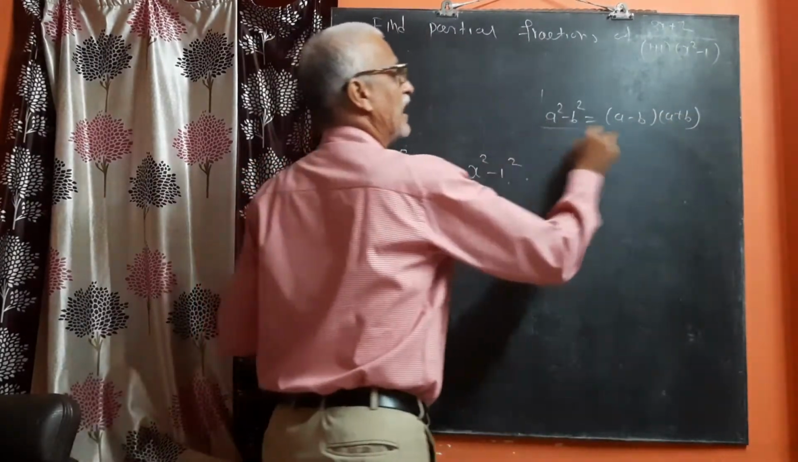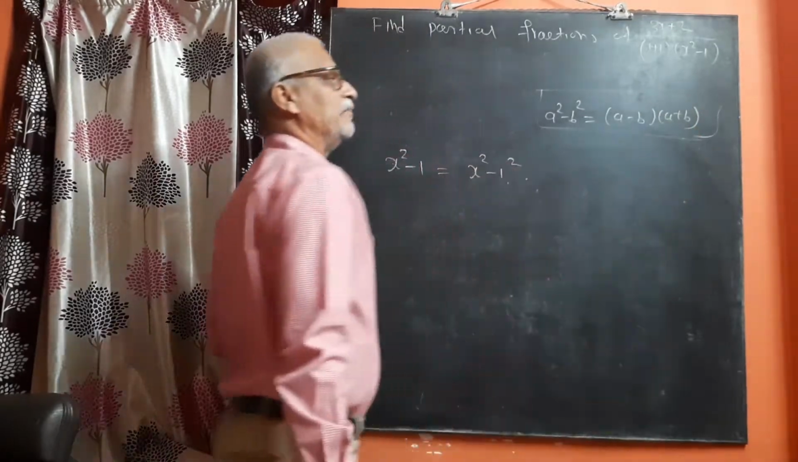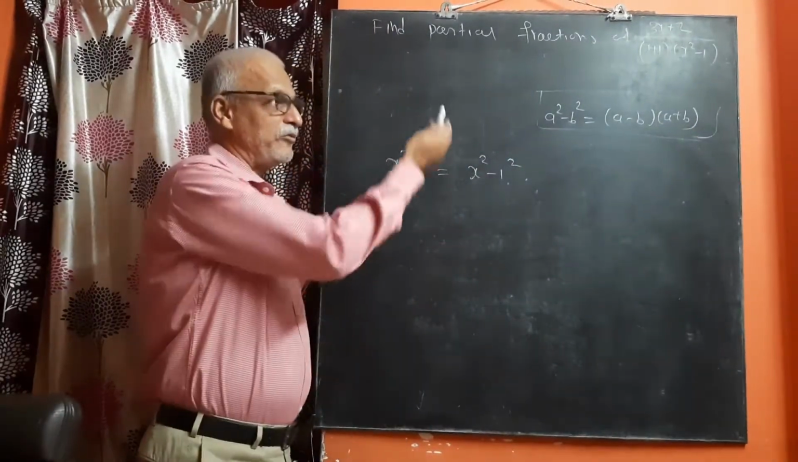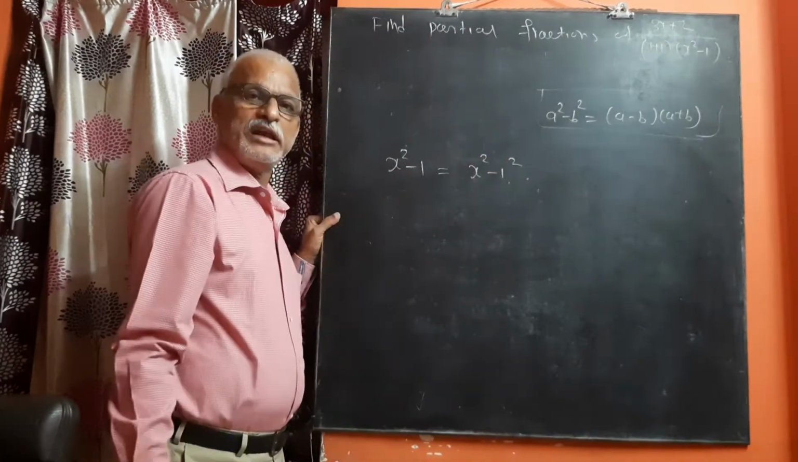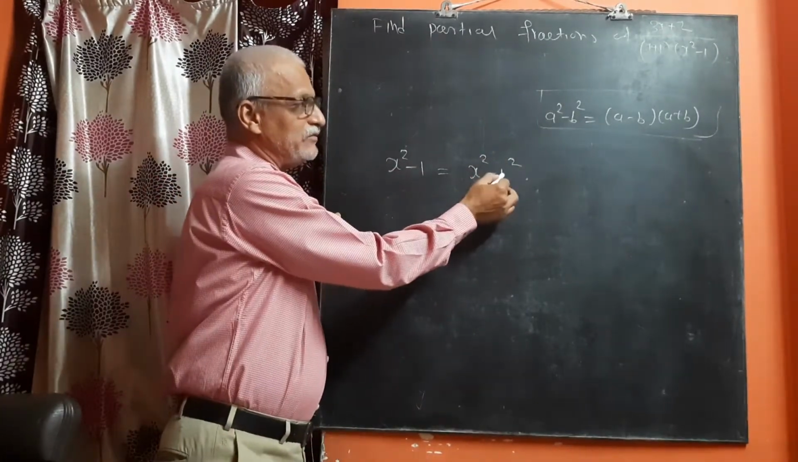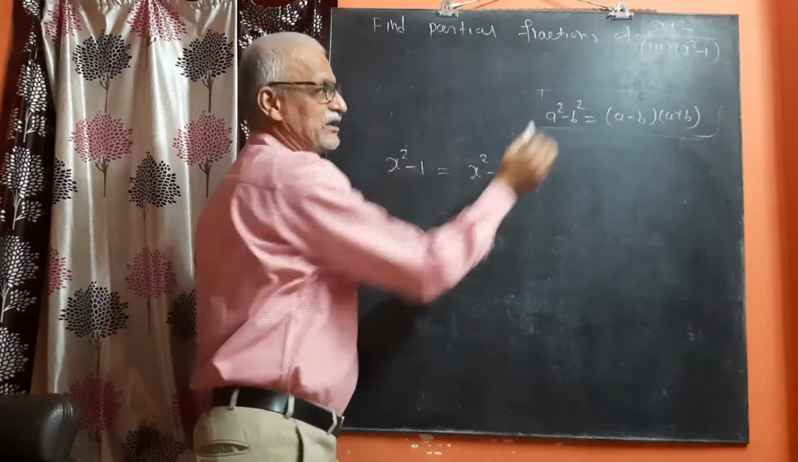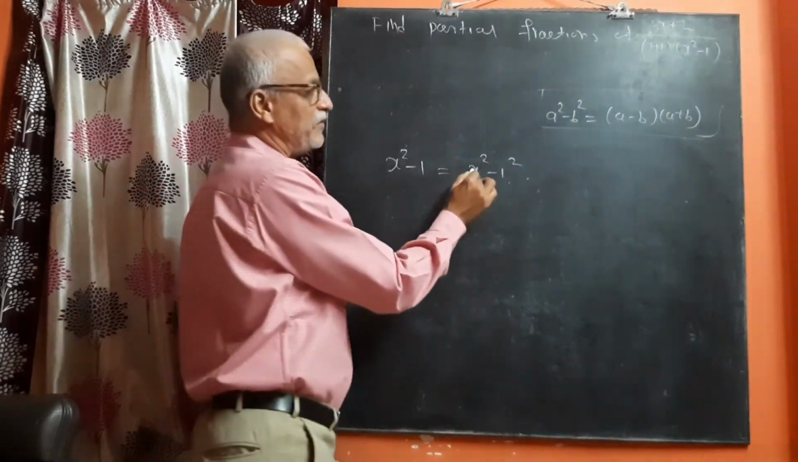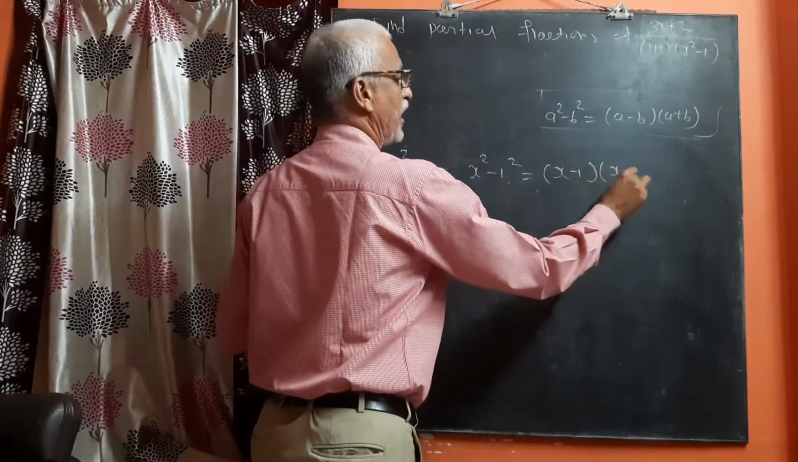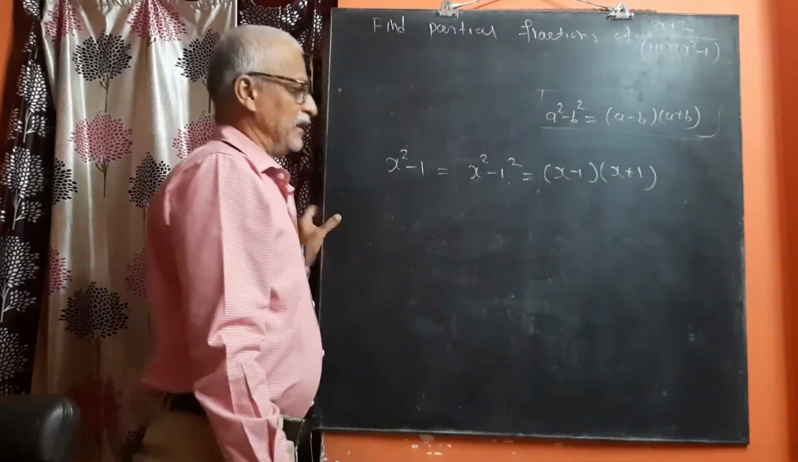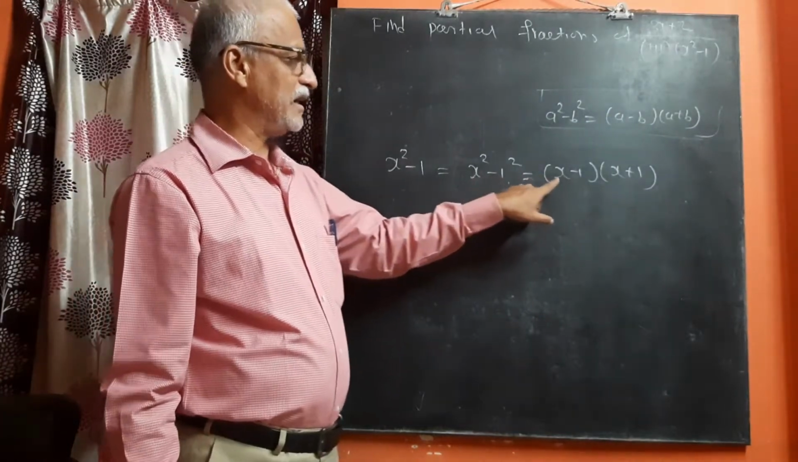You must have studied the formula in 9th, 10th standard, a square minus b square equals to a minus b into a plus b. So x square minus 1 square, this is in the form of a square minus b square. Now the factors of x square minus 1 square are x minus 1 into x plus 1. The factors of x square minus 1 square are x minus 1 into x plus 1.